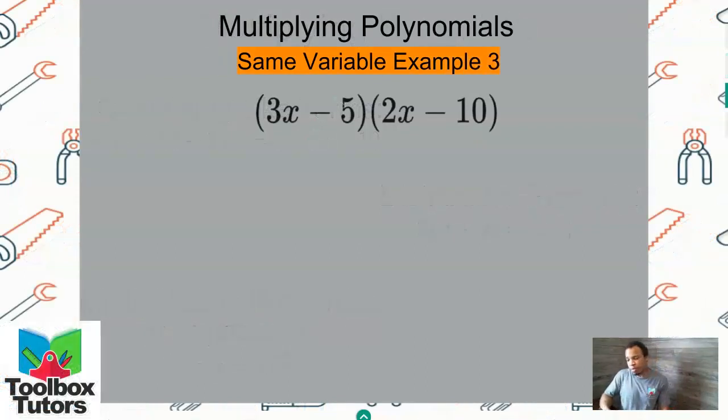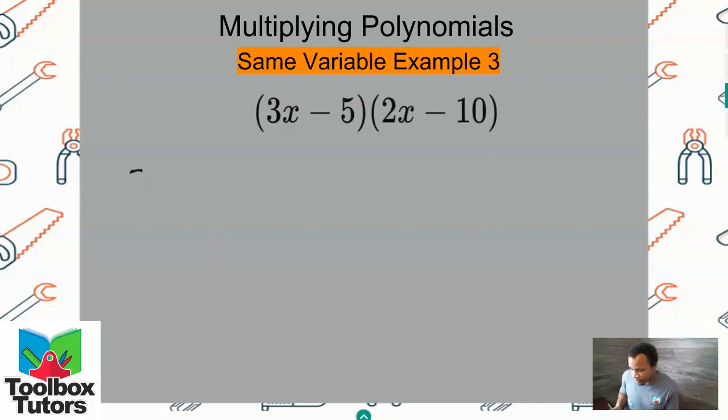For this example, we'll be multiplying 3x minus 5 times 2x minus 10. So once again, looking at our first parentheses, 3x minus 5, these are not like terms, so we can't combine these together. And same thing with the second parentheses, 2x minus 10, these are not like terms. Since we have no sign in between the parentheses, this lets us know that we'll be multiplying. So what we'll do is multiply these two binomials together.